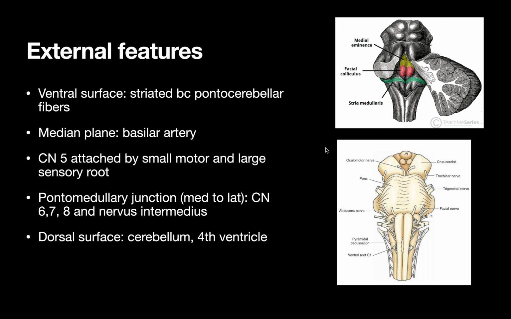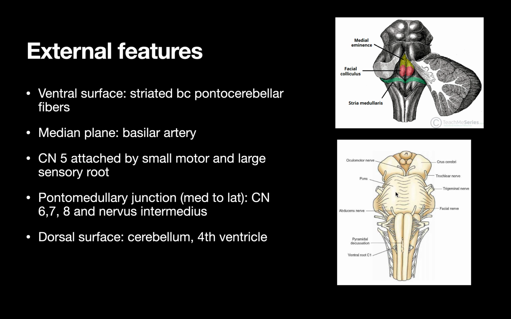On the ventral surface of the pons, there is going to be striation due to the pontocerebellar fibers. On the median plane or eminence, there's going to be the basilar artery. That one's really important. Remember, the basilar artery is basically the only highway to the brain, the only blood supply to the brain, once it's connected to the vertebral artery and everything. It's the main artery that really supplies the entire brain.